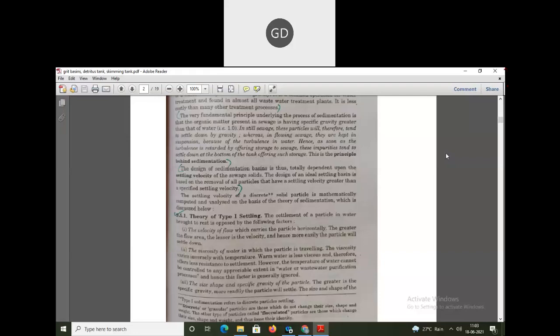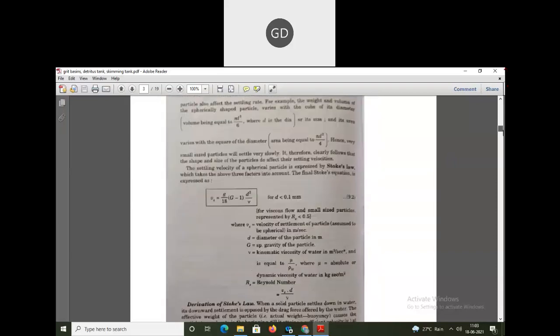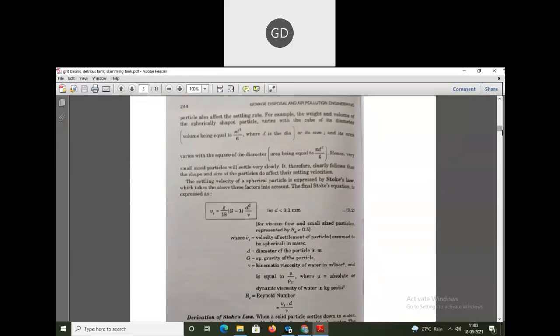The third theory is the size, shape, and specific gravity of the particle. Obviously, if the specific gravity is more, then the particle will settle down very easily. If the particle size is more, or the specific gravity is more, the particle will settle down very easily. And there is one settling velocity equation, the Stokes law equation. You can see it here on the screen.